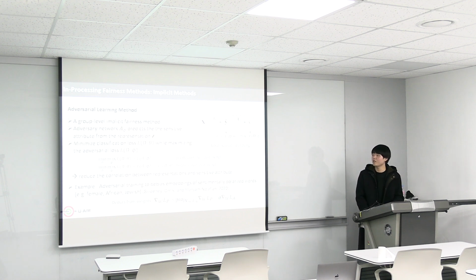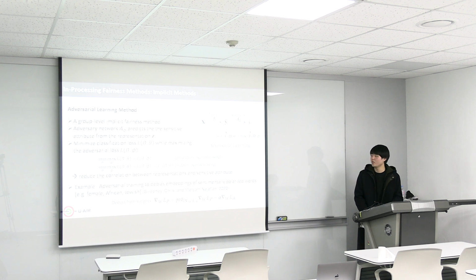And finally, adversarial learning is used for fairness. This is also a group level in-processing method, and we have an adversarial network AP which predicts the sensitive attribute from the obtained representation. In this method, the original loss function is minimized, and the adversarial loss is also minimized, so the equations are like this.